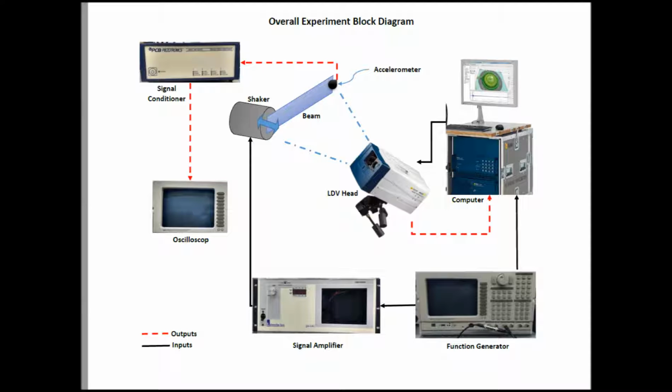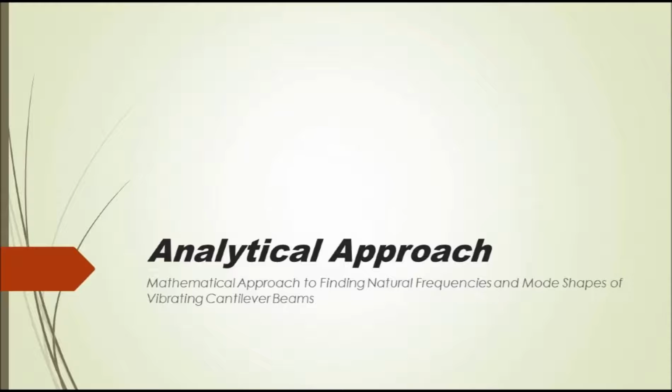Here is the signal chain of the experiment. The function generator sends a signal to the amplifier, which causes the shaker to vibrate. The vibrations of the beam are captured by the camera, as well as by the accelerometer. The data was recorded on the computer for analysis.